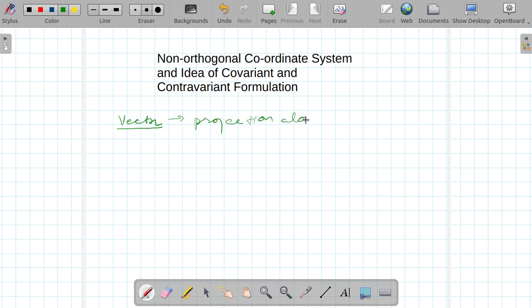Projection along different axes, and projection is nothing but the shadow. So for example, I am having a vector, say this is a vector, and this is an axis, say it is the ground.